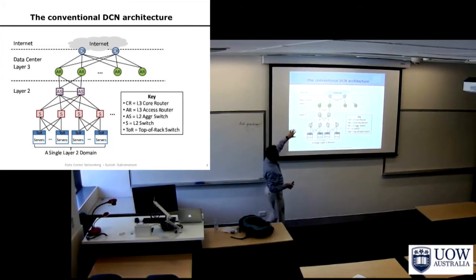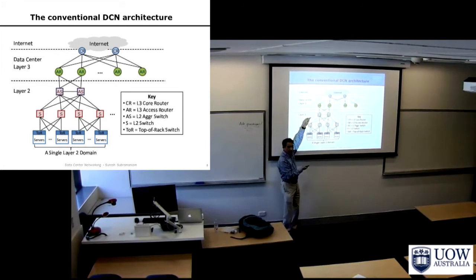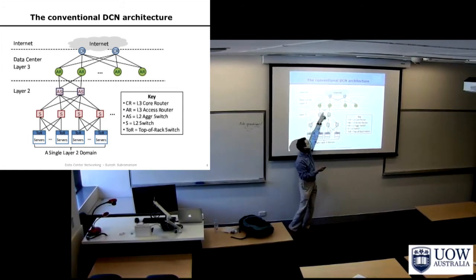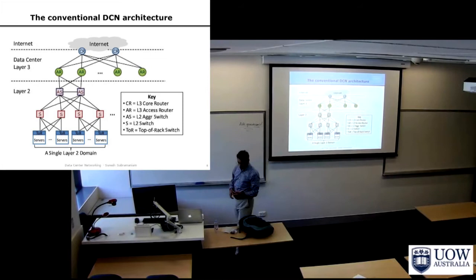This is what we call layer 2 because this is mostly Ethernet, and when we go here, this is doing IP routing. Those are the aggregate routers, and then you have core routers which are connected to the Ethernet. So this is the traditional way data centers have been built.